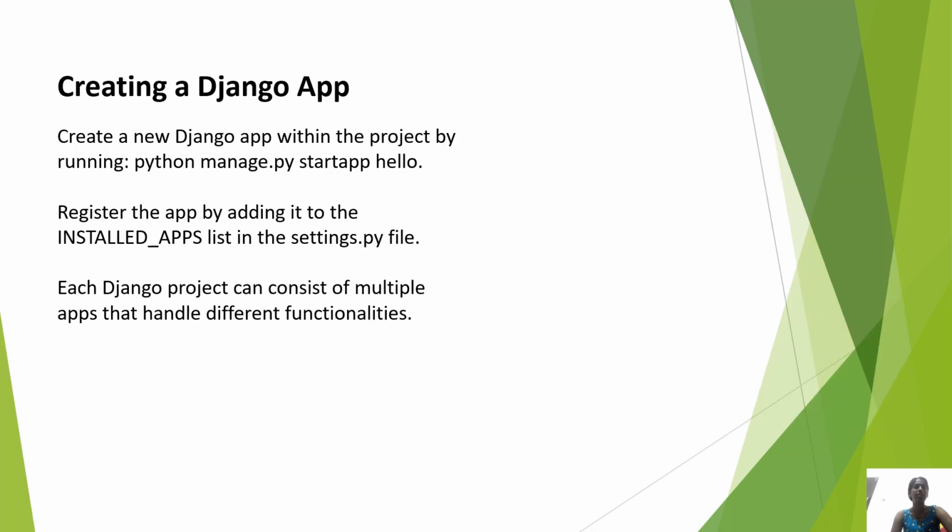Let us create a Django app. Create the app in the Django project by running python manage.py startapp hello. Register the app by adding it to the installed apps list in the settings.py file. Each Django project can consist of multiple apps that handle different functionalities.